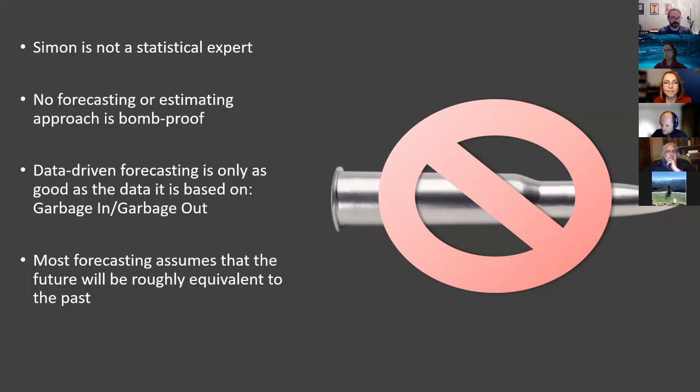No forecasting or estimating approach is bomb-proof. The first regular weather forecast started in the 1860s. The planet is ringed with satellites and we still can't predict the weather. And that's because weather, like the features and products we work on, is complex. Data-driven forecasting is only as good as the data it's based on. And most forecasting assumes that the future will be roughly equivalent to the past. That's a fairly key point.